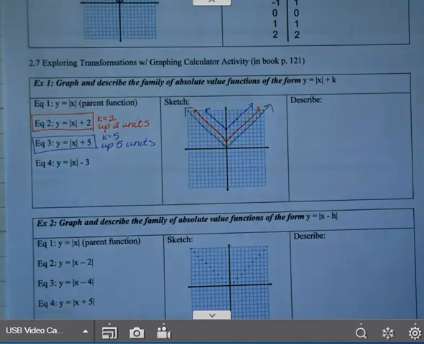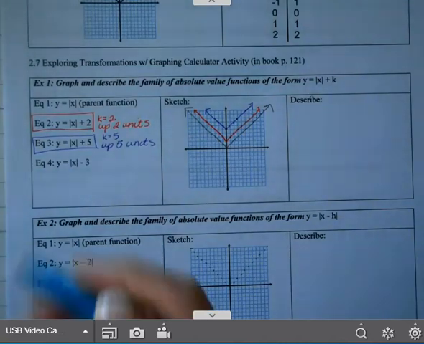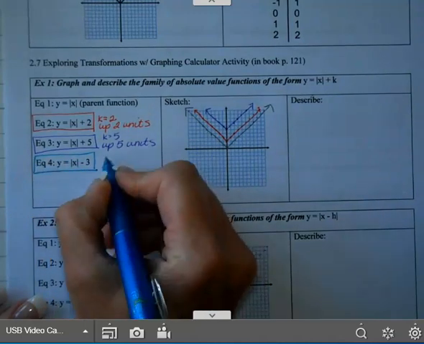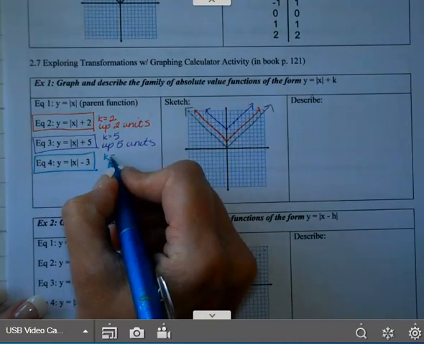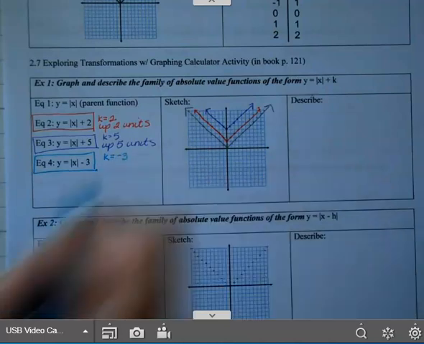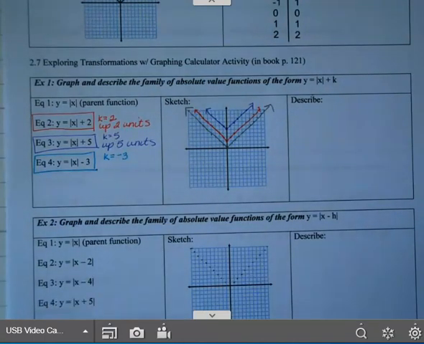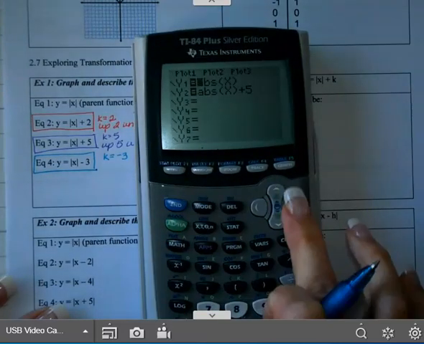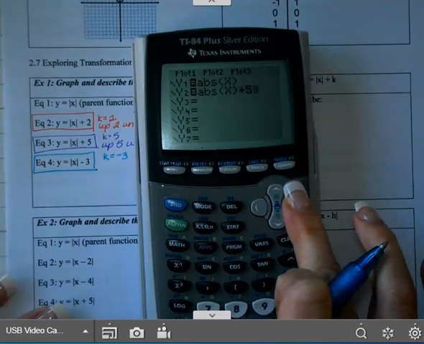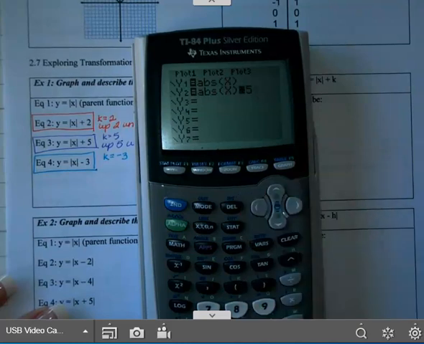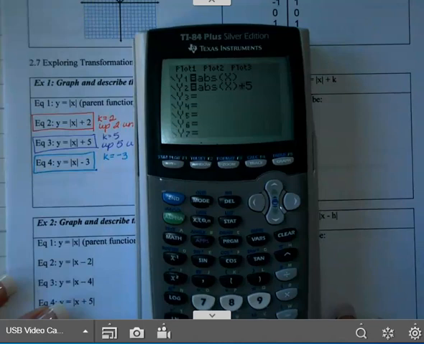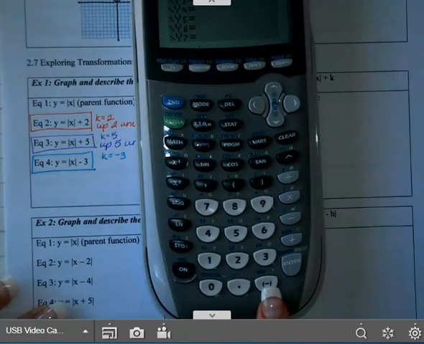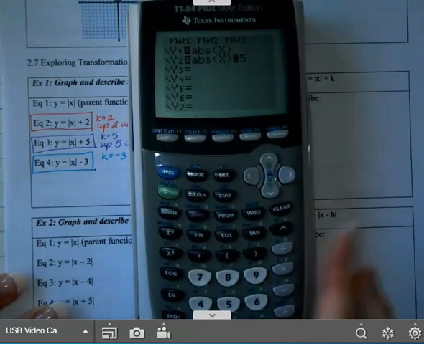My next graph I'm going to do in blue. And in this case, k equals -3. You can probably guess what the graph is going to do, but let's go ahead and graph it anyway. So I'm going to change this to a -3. Make sure you use the subtraction key and not the negative at the bottom. If you use the negative at the bottom, it's multiplying it by -3, and you'll get a different graph.